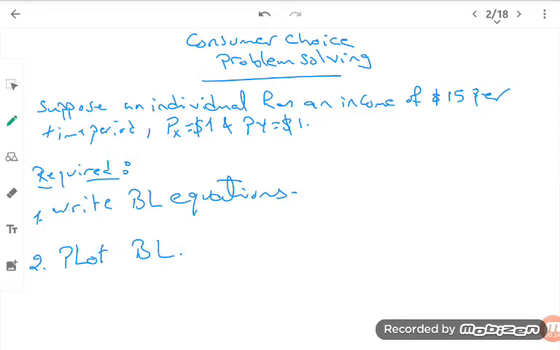Requirement number one is to write the budget line equations, and number two is to plot. Plot means to draw the budget line. The word plot means draw.